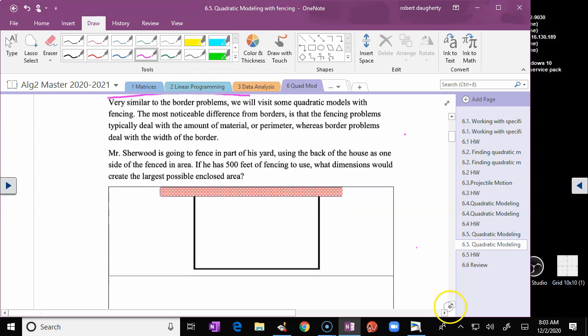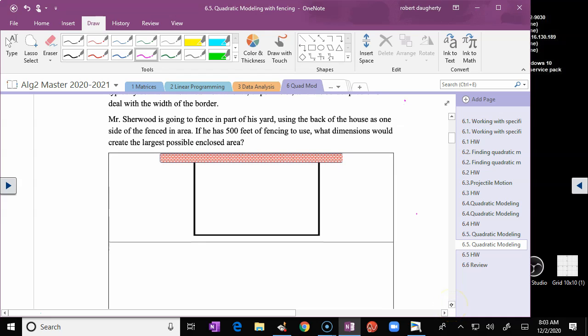Mr. Sherwood is going to fence in part of his yard. He's going to use the back of his house as one side of the fence. If he has 500 feet of fencing to use, what dimensions would create the largest enclosed possible area? Okay, so to get the largest enclosed possible area. So let's look at this.